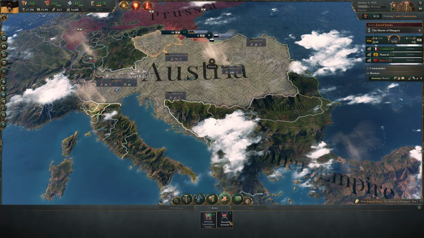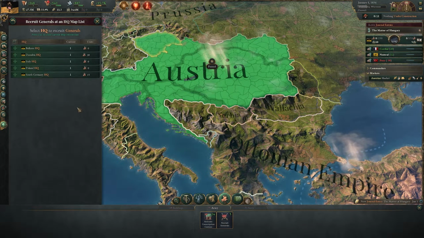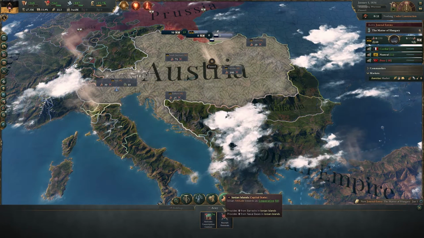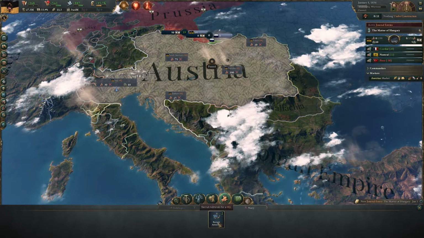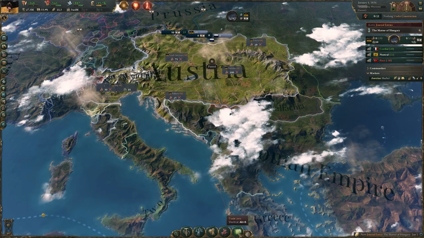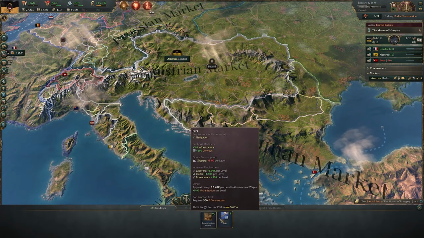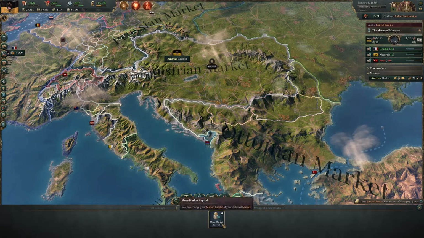Goodness gracious. And then of course I can recruit more generals. We have, you see, 1 general in each of the HQs, but we could hire more if we needed to. It's just a quick and easy toggle button to get there. And then of course your Navy, recruit admirals. Very cut and dry. Your trade lens is very, very cool because not only can you build construction centers and ports, you could move your market capital.